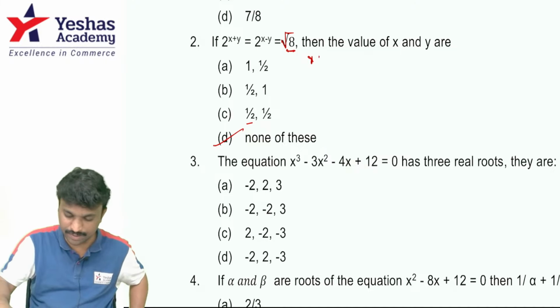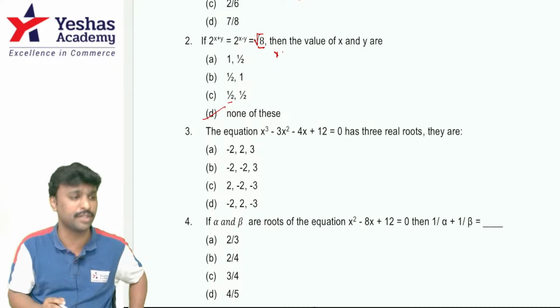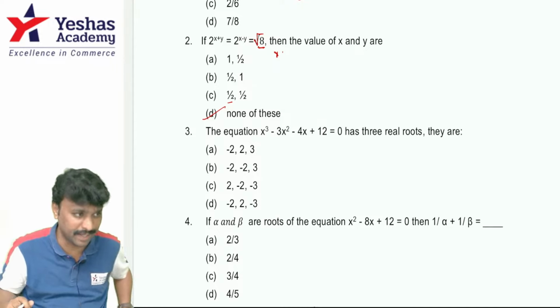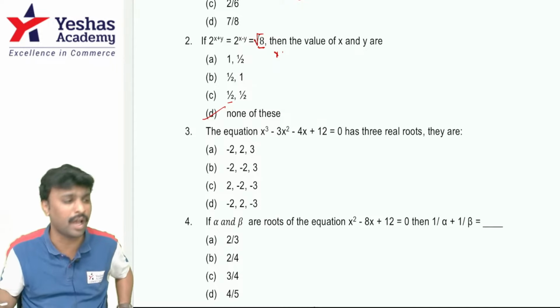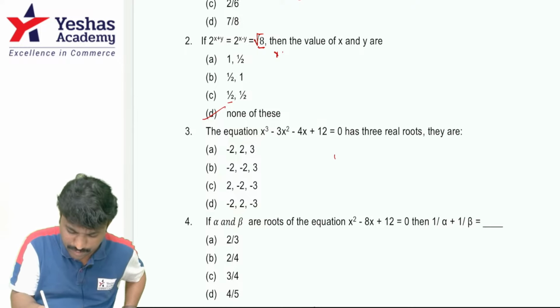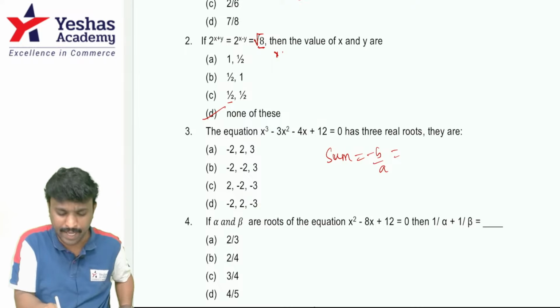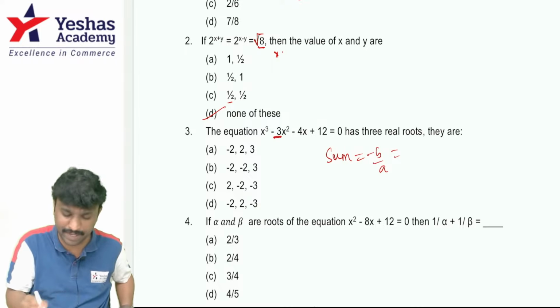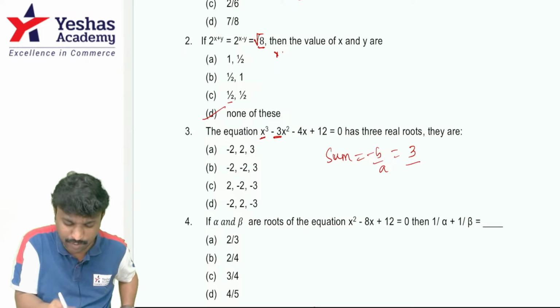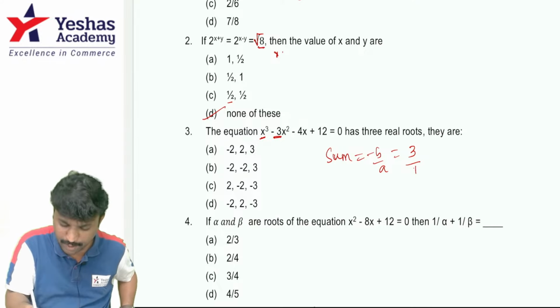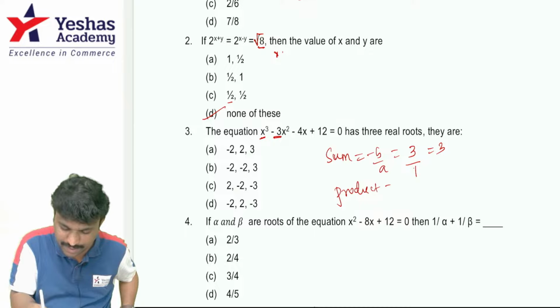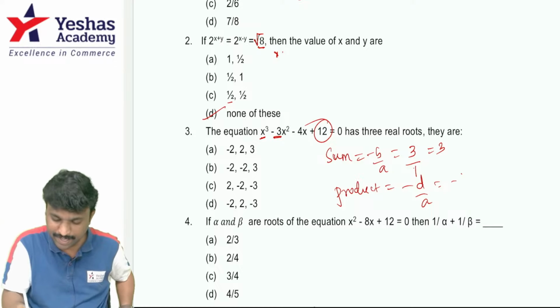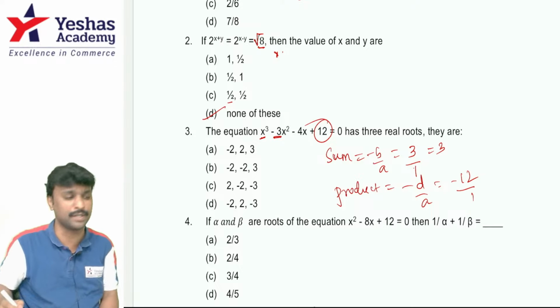We need to find the three roots for this cubic equation. Guys, we have solved questions like this yesterday. So for cubic equations, how do you find the roots? Find the sum of the roots first of all. What's the sum of the roots for a cubic equation? Minus b by a. Here the value of b is minus 3. Minus of minus 3 is plus 3. The value of a is the coefficient of x cube, which is nothing but 1. So the sum of the roots is 3, and the product of the roots is minus d by a. The d value over here is 12. So minus 12 divided by 1. The product is minus 12.